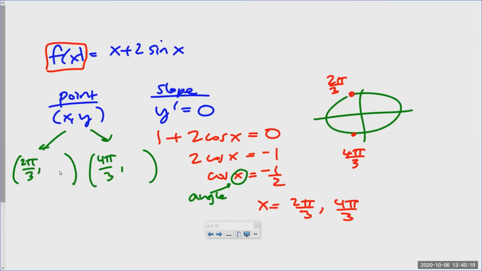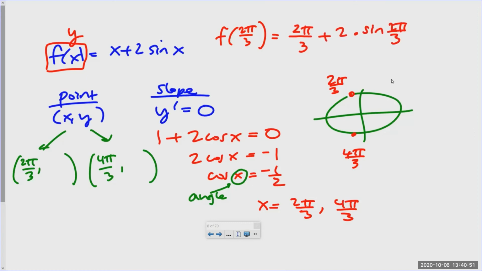When x is 2 pi over 3, let me do f of 2 pi over 3. What is y going to be? Go back to your y. Remember, f of x is just a code word for y. Everywhere there's an x, I'm going to plug in 2 pi over 3. And don't get intimidated by all of these pi's and stuff. So there's 2 pi over 3 plus 2 times the sine of 2 pi over 3.